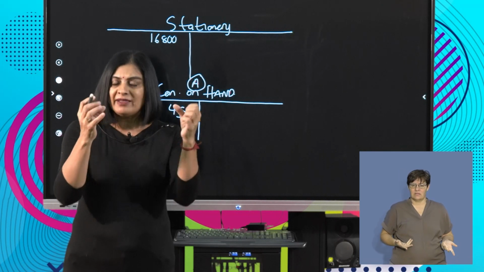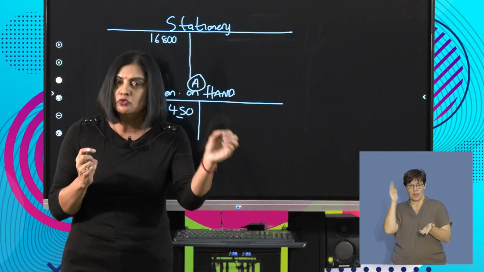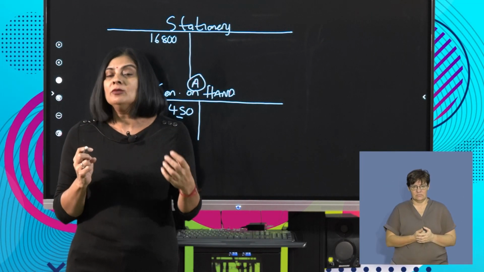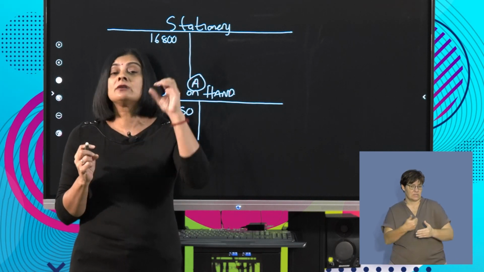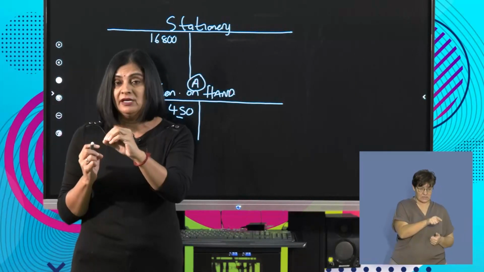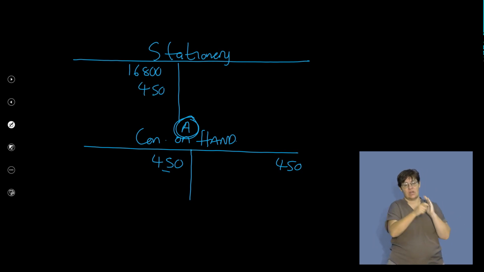Obviously, that stationery will be taken by the employees and they're going to use the stationery. So at the beginning of the financial year, the accounting procedure is to reverse this entry. In other words, it's no longer going to be an asset, make it an expense. So we have to transfer 450 Rand back to our stationery ledger account.